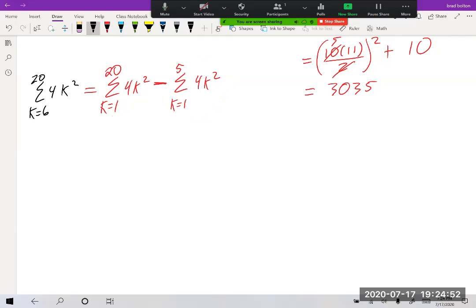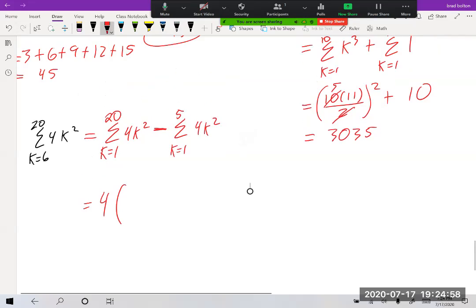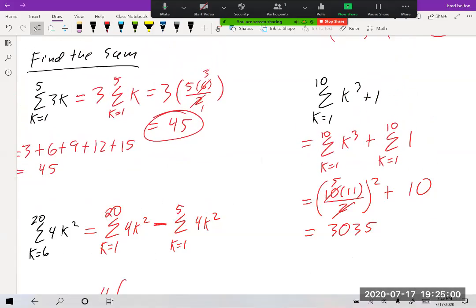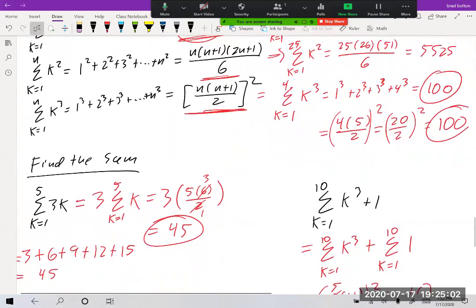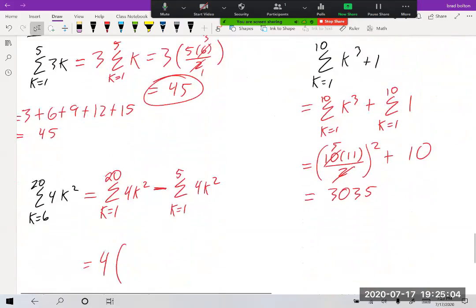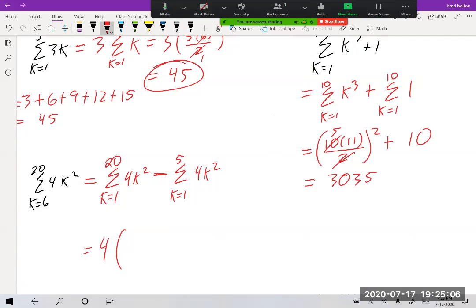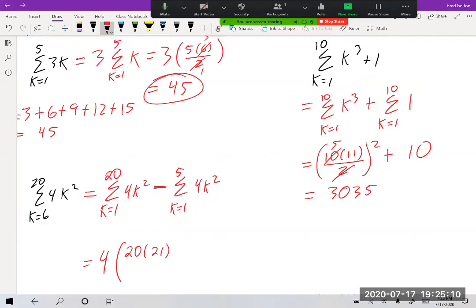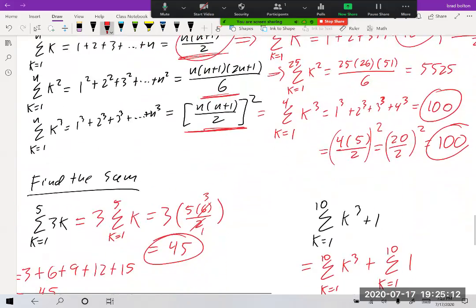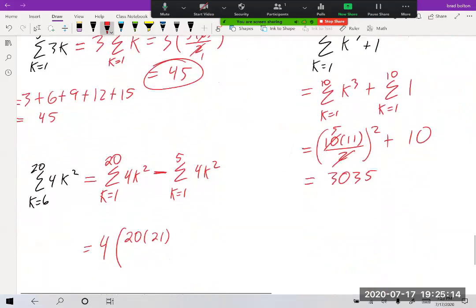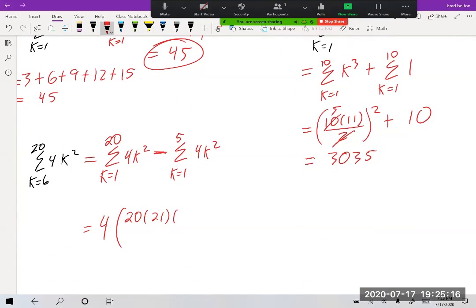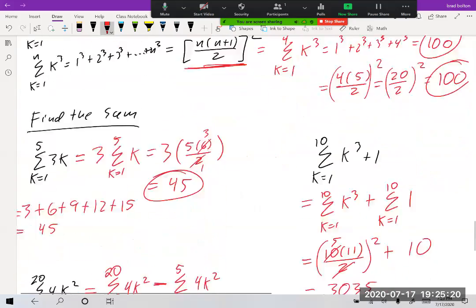So this will be 4 times, now k squared. Let's see, k squared, oops. K squared was n times n plus 1 times 2n plus 1, over 6. So this would be n, which would be 20, times 21. And then it said times 2n plus 1. So that would be 40 plus 1. All over, I believe it was 6, right? Yeah, 6.